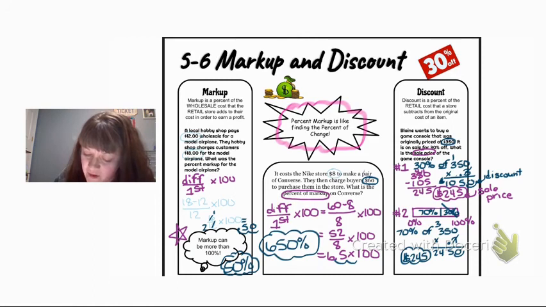And that is it for markup and discount. Again, these are just two specific examples of when we use what we know about calculating with percents. And in the case of markup and discount, we really just have percent increase and percent decrease. It's really just the same thing, just applied to a real world situation.